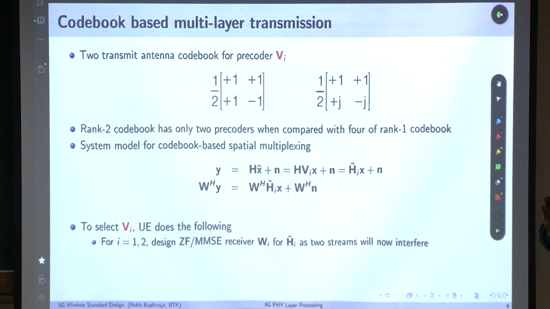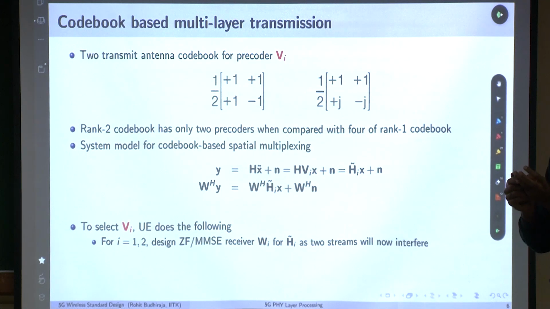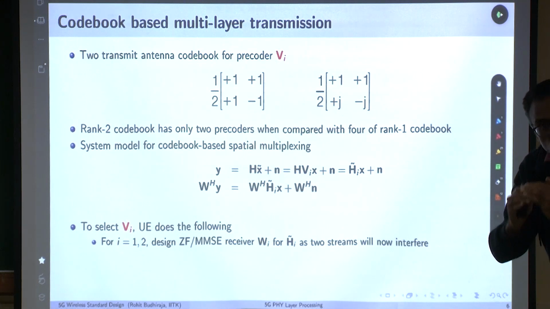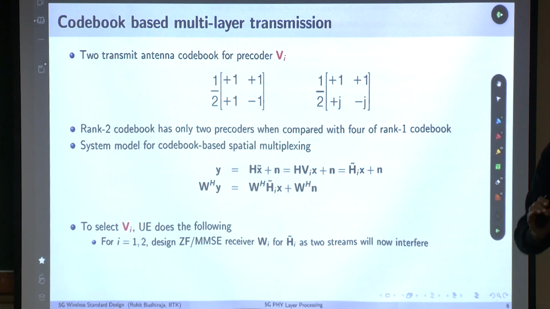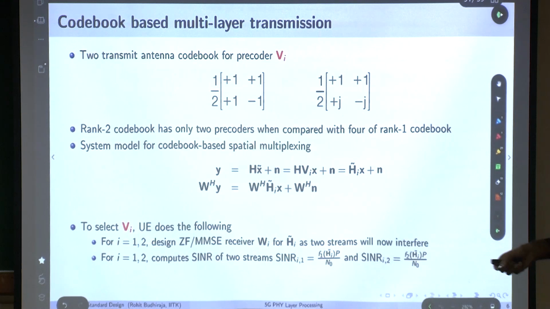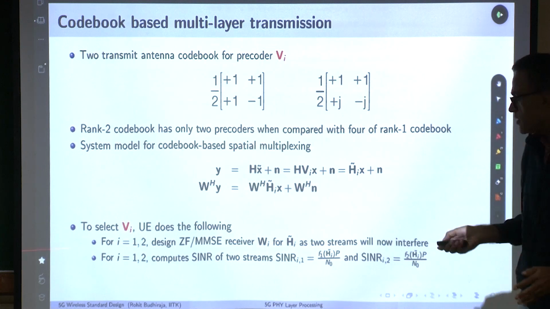So the idea is clear. H is estimated, then H1 tilde is calculated, and W1 is calculated. Then this operation is done, and these two streams are decoupled now for precoder V1. Similarly, you have to do it for precoder V2 as well. So once this is done, what will the user do after that? This is the first step.